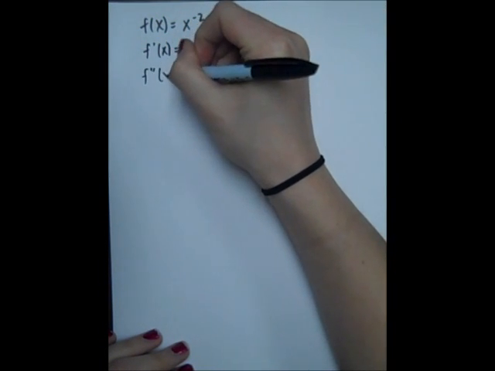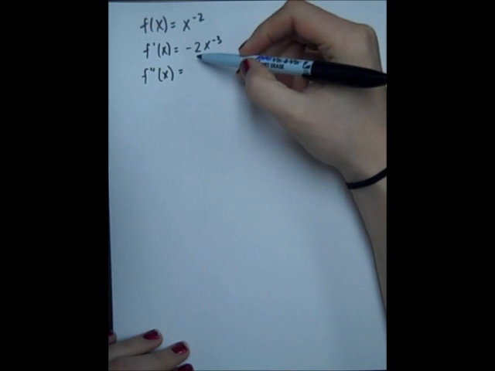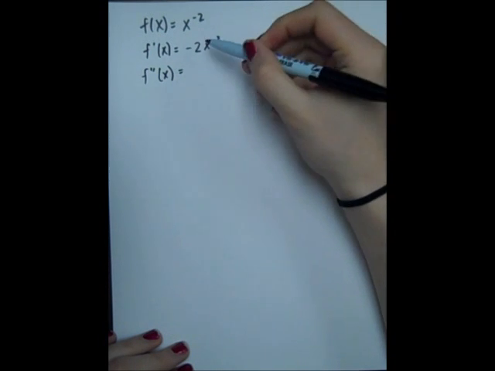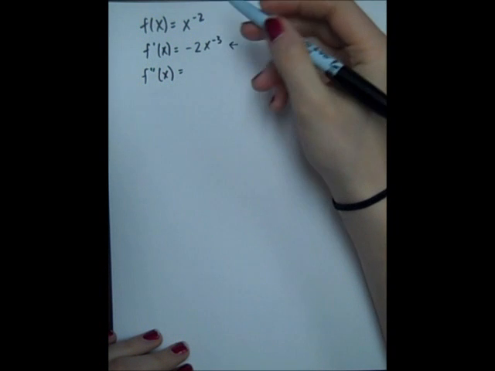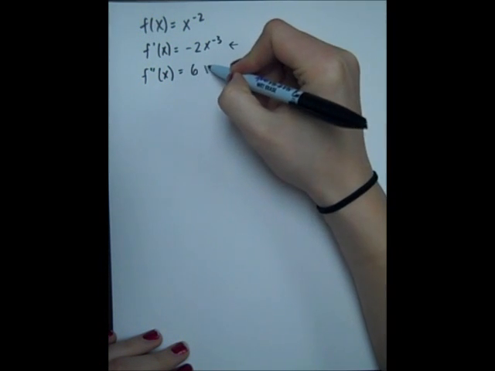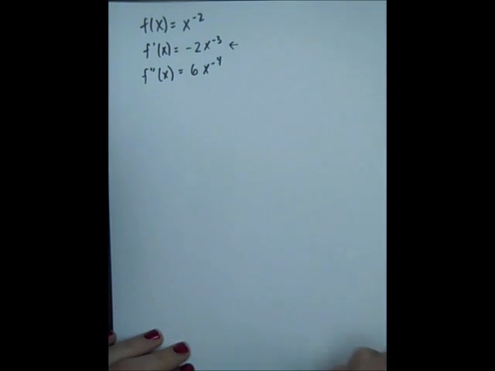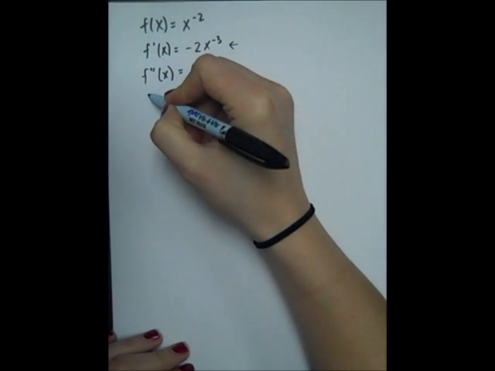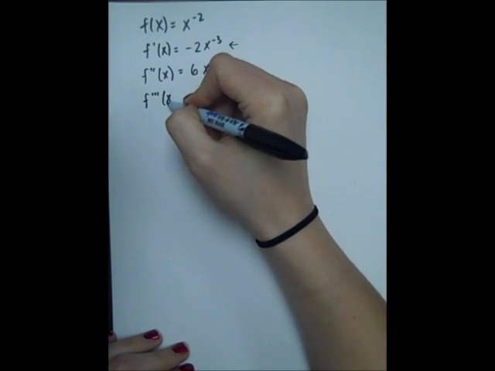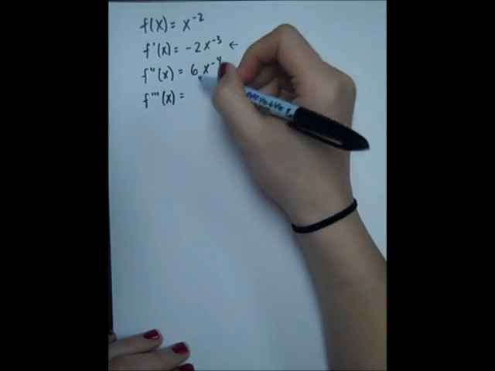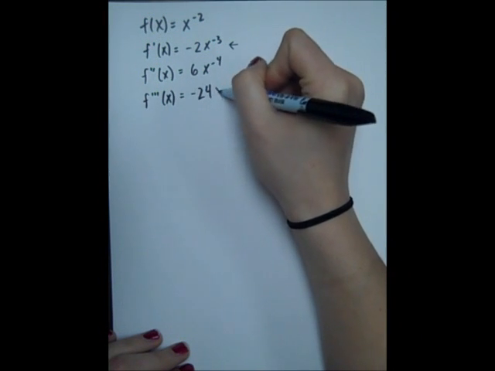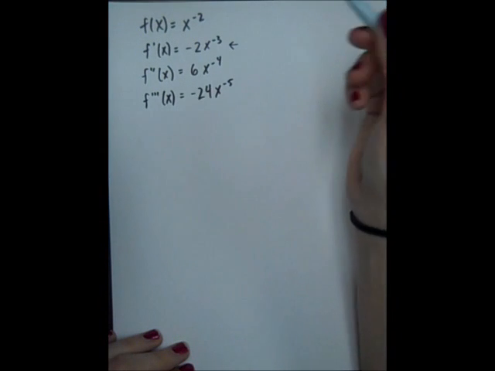Now to find the second derivative, I just take the derivative of the previous function. So the derivative of f prime, bring your negative 3 down so we get positive 6, x to the minus 4. Now let's find the triple derivative. So again, using the power rule, I'll get negative 24x to the minus 5.